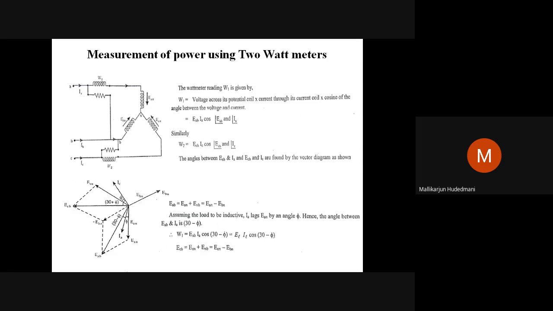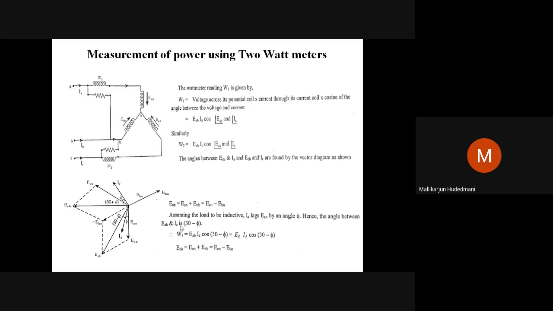Hence, I have drawn the relationship of EAN and IA here. Similarly, I require phase 3 also, because the instrument is installed in phase 3 also. What is the relationship between current and voltage in the third phase? Then I will take IC behind ECN by an angle phi. Okay. Now this is about the construction. Now I have two rotating vectors. One is the vector of phase voltage, another is the vector of phase currents.